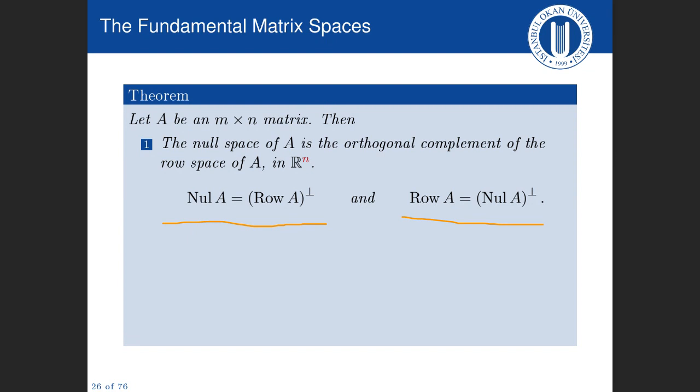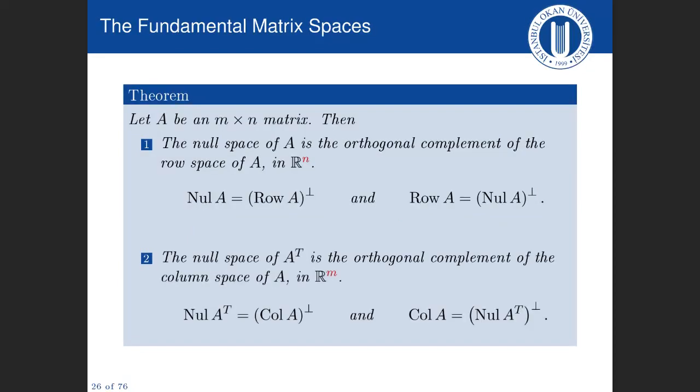Because when we do the transpose, rows become columns and columns become rows, we can also say that the null space of A transpose is the orthogonal complement of the column space of A in Rm. The null space of A transpose is the orthogonal complement of the column space of A, and that's the same as saying that the column space of A is the orthogonal complement of the null space of A transpose. So that is how these fundamental matrix spaces are related.